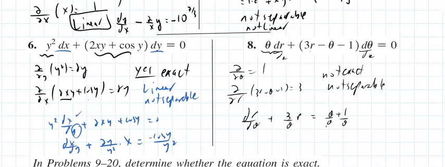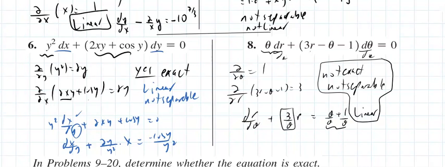right? This is a function of theta. This is a function of theta. Yes, this is linear. Again, with respect to theta being independent, r being dependent. So it's important to classify those to know when can you solve them and when can't you.